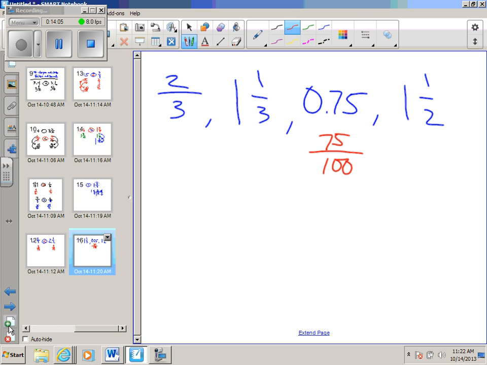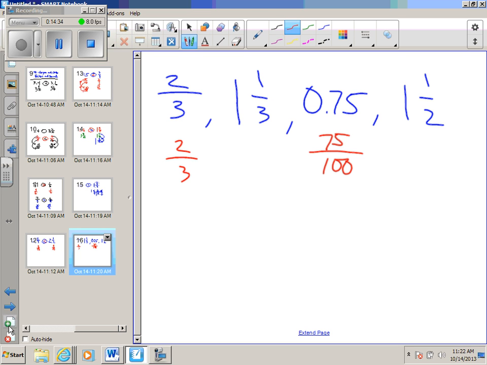So this one and this one are both going to be our 2 smaller ones. So which one is going to be smaller? Do you want to keep 75 over 100 and find out the common denominator between 3 and 100? What would it be? 300, right? Convert them both to 300ths, or what?